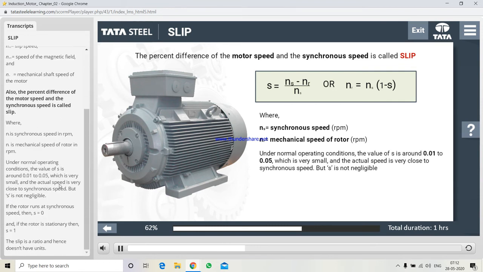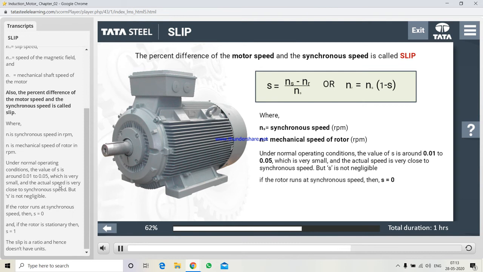Under normal operating conditions, the value of s is around 0.01 to 0.05, which is very small, and the actual speed is very close to synchronous speed, but s is not negligible. If the rotor runs at synchronous speed, then s equals 0, and if the rotor is stationary, then s equals 1. The slip is a ratio and hence doesn't have units. Click Next to continue.